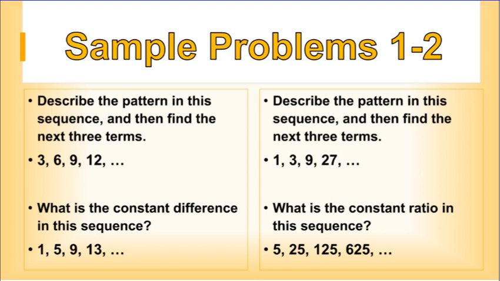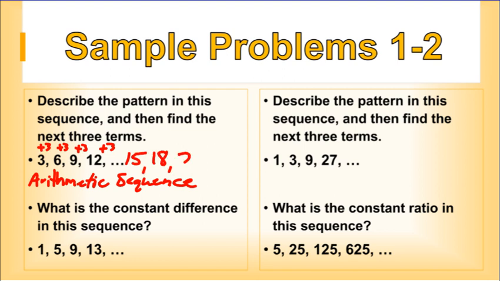Describe the pattern in this sequence and then find the next 3 terms. So it goes 3, 6, 9, 12. Well, I know to go from 3 to 6, I'm adding 3. Going from 6 to 9, I'm adding 3. From 9 to 12, I'm adding 3. So since I'm adding the same number each time, we would say this is an arithmetic sequence. And for the next 3 terms, if I add 3, I get 15. Add 3 more, and I get 18. Add 3 more, I get 21.